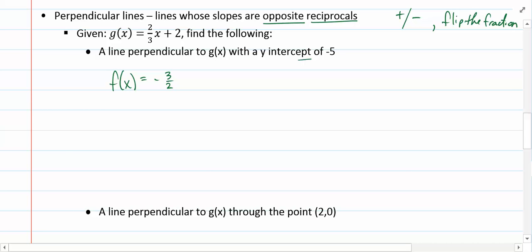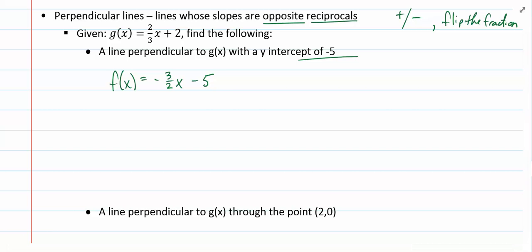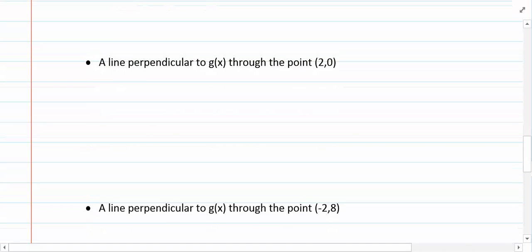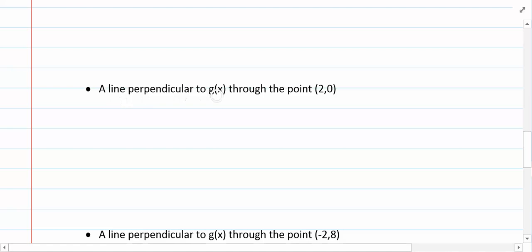So we're now dealing with the fraction -3/2. If our y-intercept is supposed to be -5, whoops, can't move too far. We've got to put an x after that slope. If our intercept is -5, well, we just follow up with that. And now we have an equation in slope-intercept form. In this next example, we need to find the equation of a line perpendicular to the original, and this time it goes through the point 2, 0.